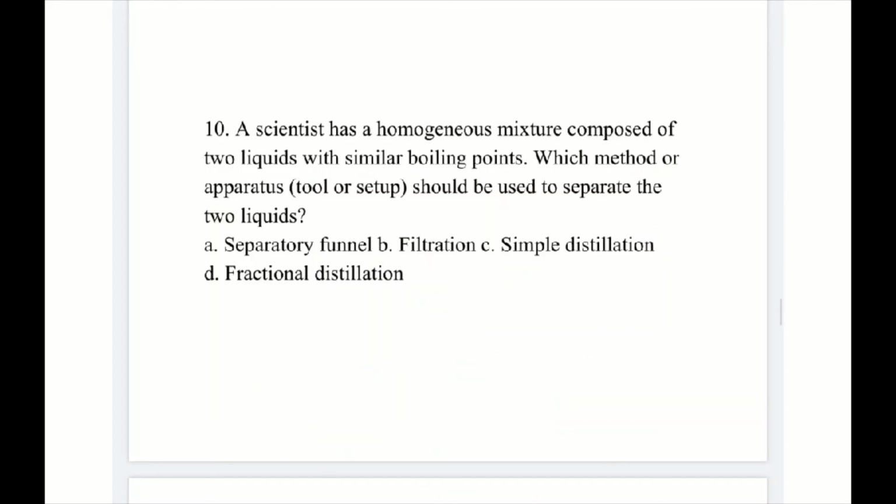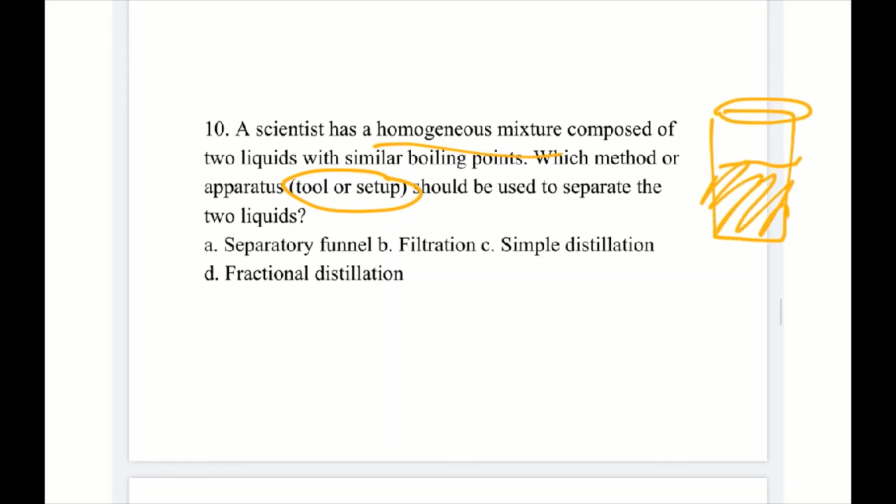A scientist has a homogeneous mixture which is composed of two liquids with similar boiling points. Which method or apparatus, aka a tool or setup, should be used to separate the two liquids? So, I imagine a homogeneous liquid would just be a liquid with two separate liquids in it, but they are mixed so well that they appear to just be one liquid. So you want to separate them, and they have similar boiling points. Would we use a separatory funnel?